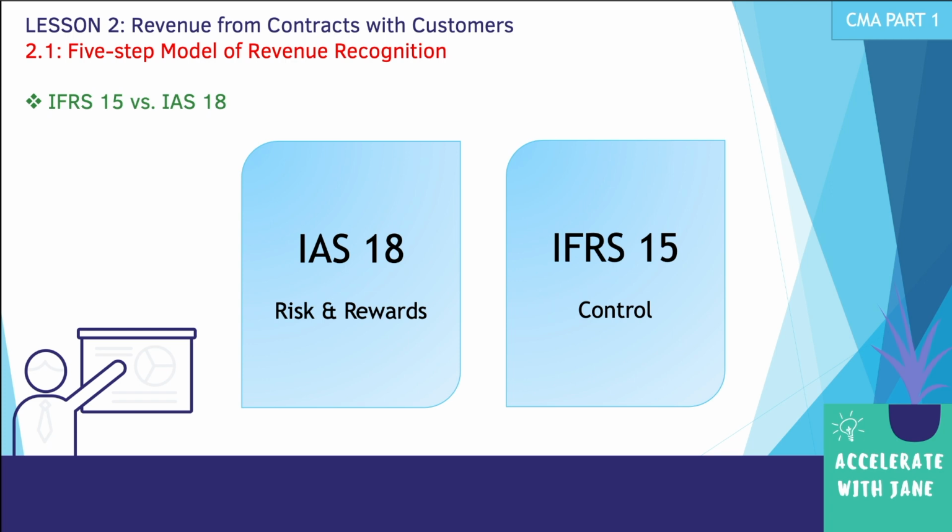So the main difference here is that under IAS 18, risks and rewards should be transferred. For IFRS 15, on the other hand, even if the risk and reward is not fully transferred, as long as the control is transferred, then revenue shall already be recognized. The main question there is, when is the control transferred? So basically, as I mentioned earlier, control is transferred when the performance obligation is satisfied. So that is when there is transfer of promised goods or services.